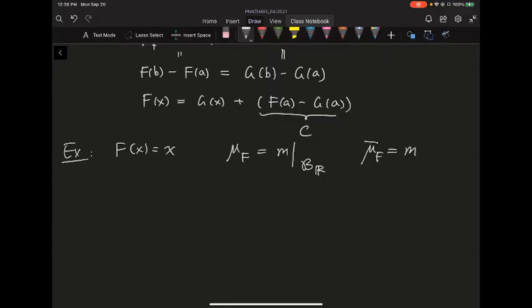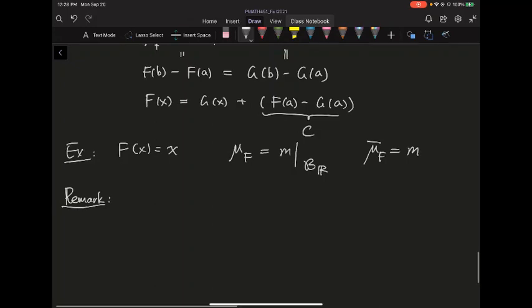All right, I want to briefly remark on one more thing, actually. So let's talk about this remark. What happens when this function f is not left continuous? Let's consider what the measure mu of a point is.